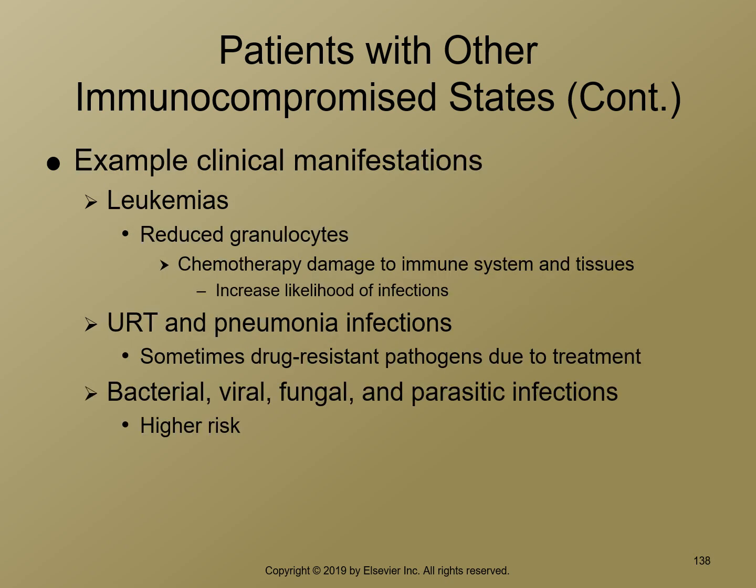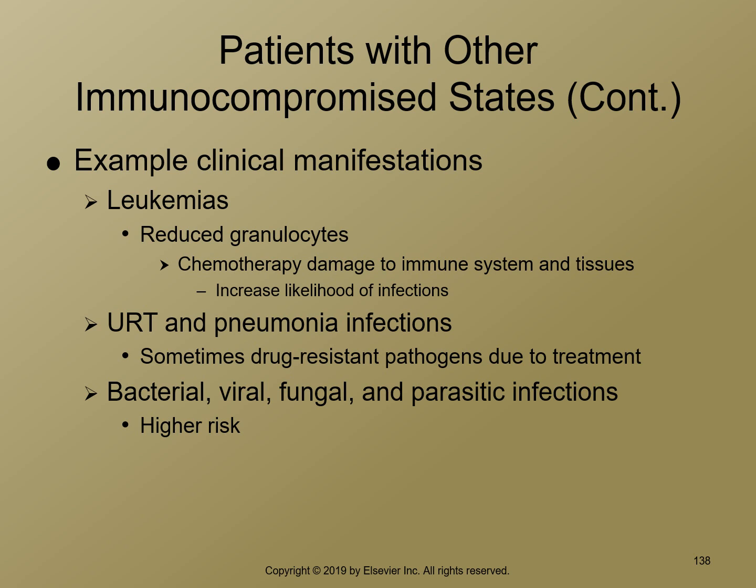So an example of an immunosuppressed patient and clinical manifestations include a patient with leukemia. This type of patient has reduced granulocytes as a result of chemotherapy, and this damages the immune system and tissues, and this in effect increases the likelihood of infections in this patient population.